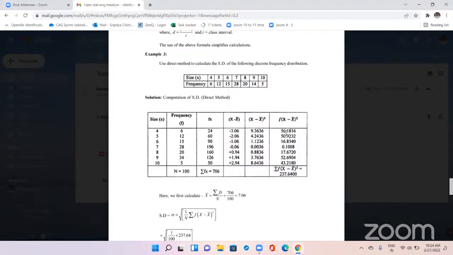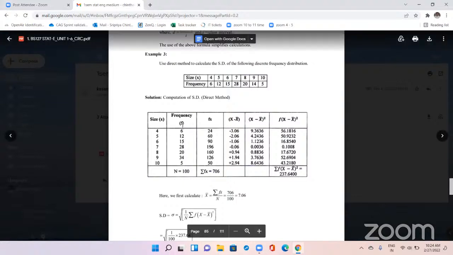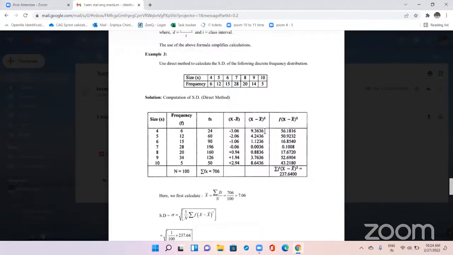That's 56.1816. So 6, which is the f value, into x minus x bar whole square. The column is f into x minus x bar whole square. 6 into 9.3636 is 56.1816. Like this you can calculate and sum it. Sigma f into x minus x bar whole square is equal to 237.64. Now write the formula: sigma is equal to under root of 1 by n sigma f into x minus x bar whole square.